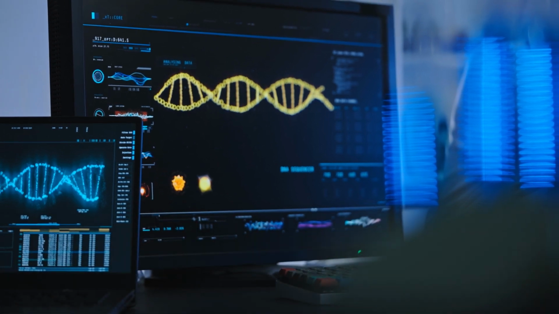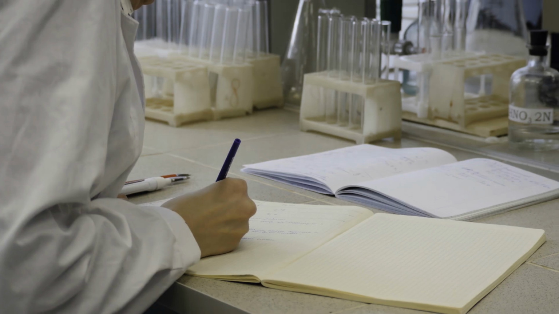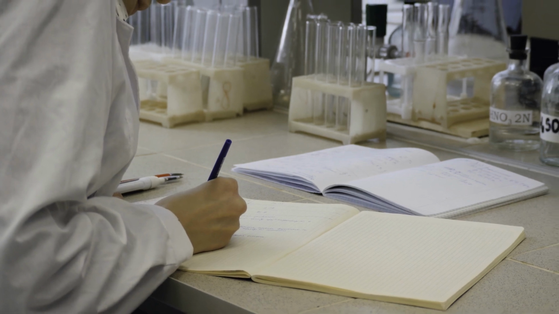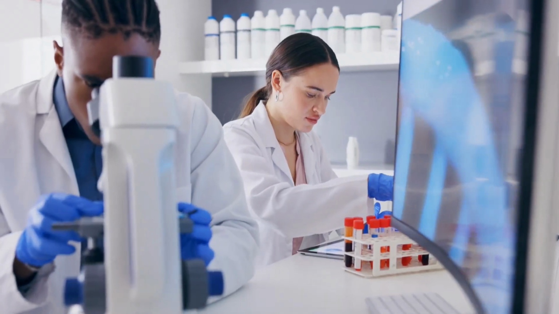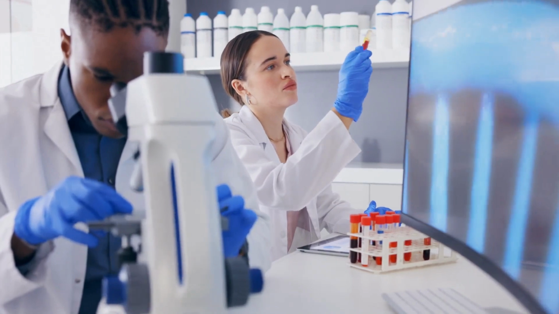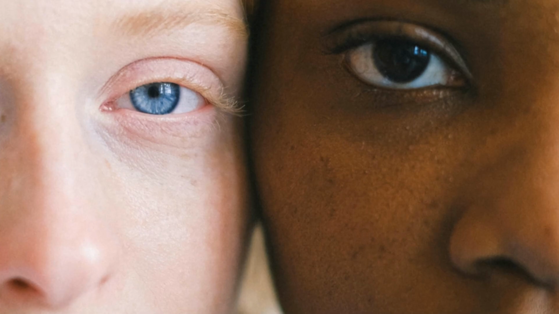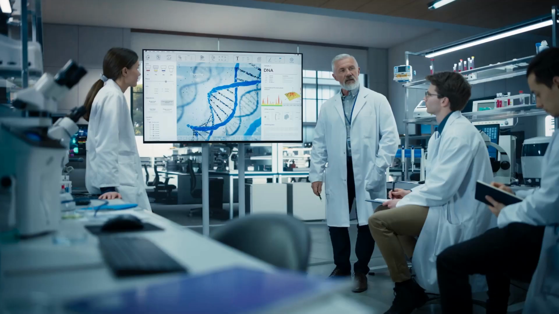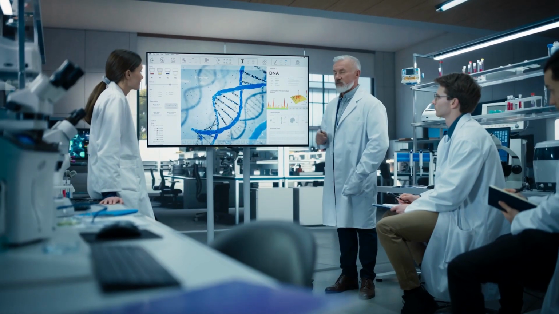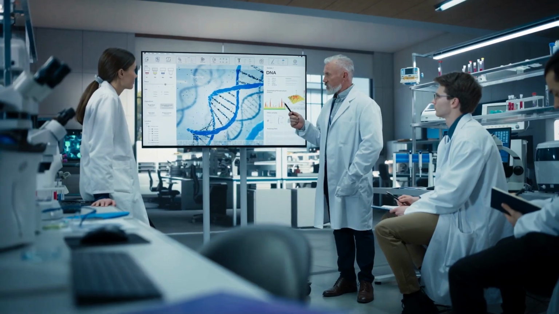Genotype symbols are like the language of heredity. They're a shorthand way to show what someone's genes are like. By understanding these symbols, we can explore the amazing world of genetics and figure out how inheritance works. From simple traits to complex diseases, genotype symbols are a powerful tool for understanding the blueprints of life.